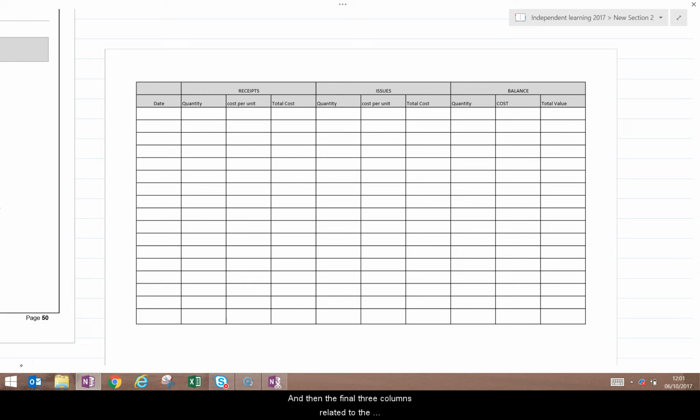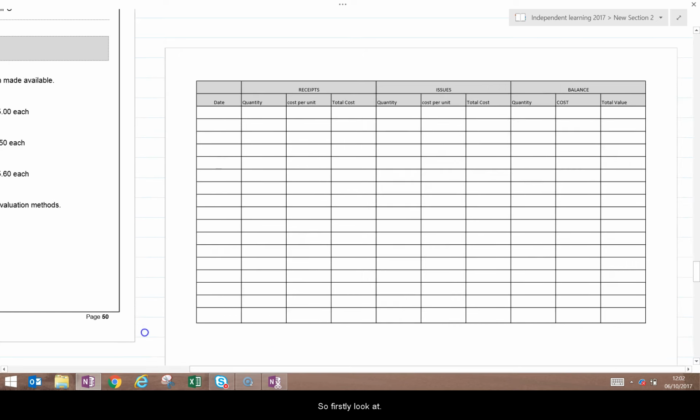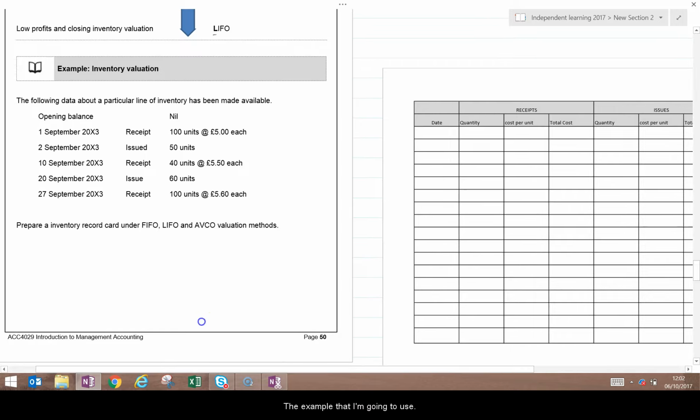And then the final three columns relate to the balance of materials. So how much have we got left? What is the cost? And what is the total value? So these stores ledger cards are used when recording the movement of material, whether we use the FIFO, the LIFO or the AVCO method. So I'm going to run through writing up these cards using those three methods. So if we firstly look at the example that I'm going to use.